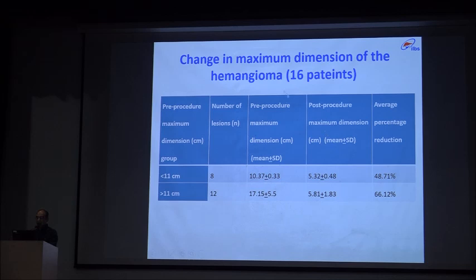In our center, we treated hemangioma in 16 patients. In these 16 patients, we treated 20 lesions, and we found that if the lesion is less than 11 centimeters, it shows approximately 50% decrease in size at 3 to 6 months, and if the lesion is more than 11 centimeters, it shows more reduction in size as compared to the less than 11 centimeter size.